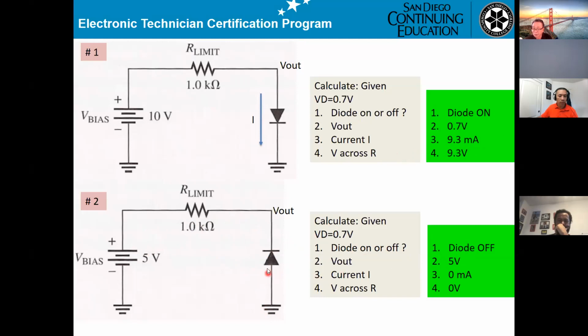And for V out, when it's off, the current equals 0. So the voltage drop across this resistor will be 0. This side you get 5 volts, the drop is 0, so this side is still 5 volts. So number 2 will be 5 volts. Number 3, the current here in the open circuit is 0. And the voltage across that resistor will be I times R, with I being 0. So number 4 will be 0 volt.